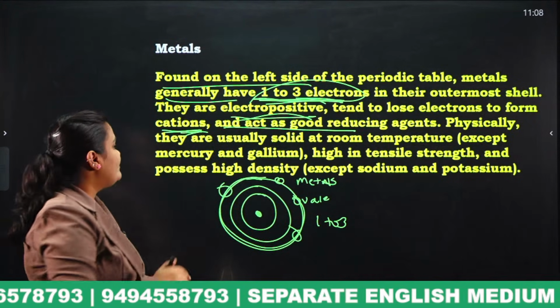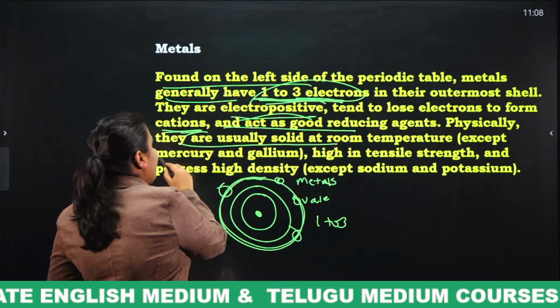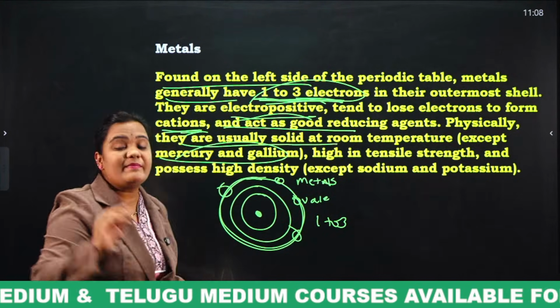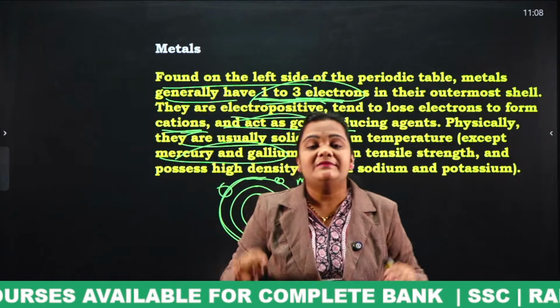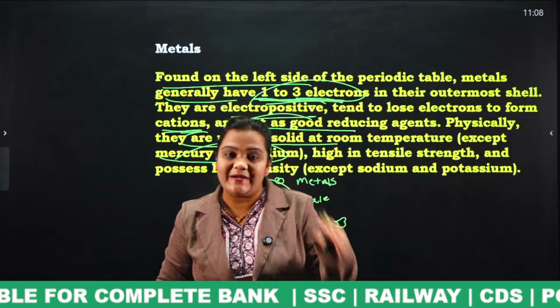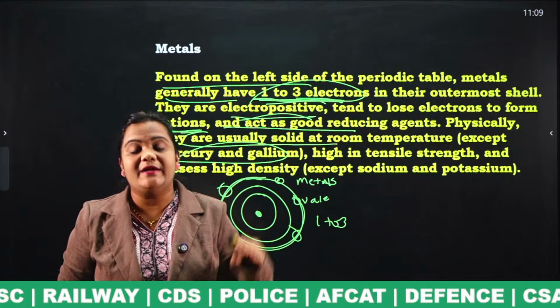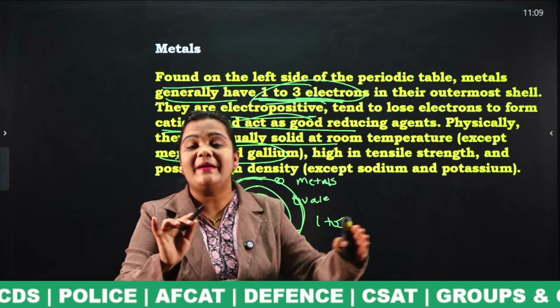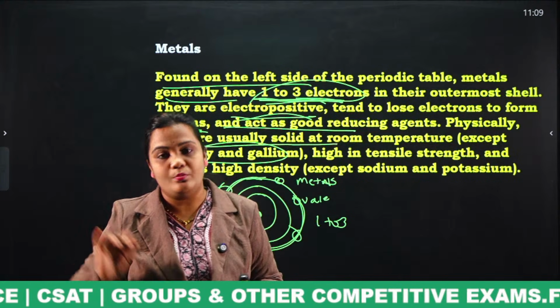Remember, very, very important. Physically, they are usually solid at room temperature except mercury and gallium. Even mercury and gallium are also considered metals. All the metals are in a solid state at room temperature, but only mercury and gallium are liquid at room temperature.